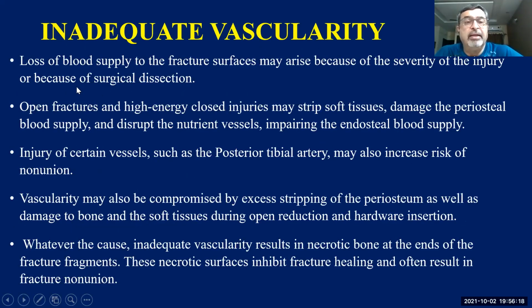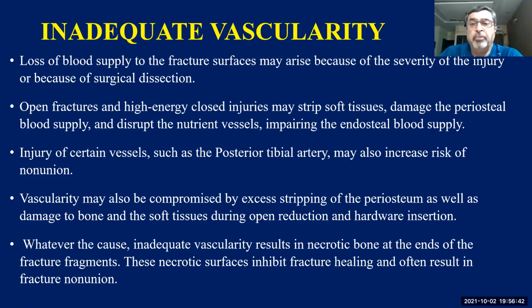Inadequate vascularity. The loss of blood supply can be because of severity of injury or because of surgical dissection. Open fractures, high energy, stripping of the soft tissue, damage the periosteal blood supply, may disrupt the nutrient vessel, leading to impairment of the endosteal blood supply. Injury of certain vessels such as the posterior tibial artery increases the risk of non-union.